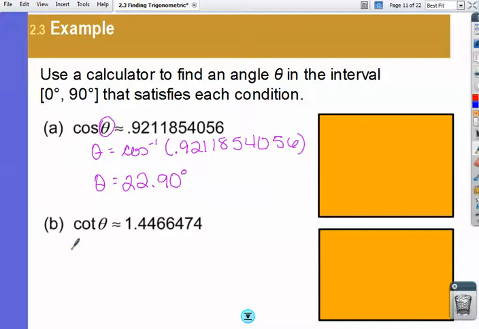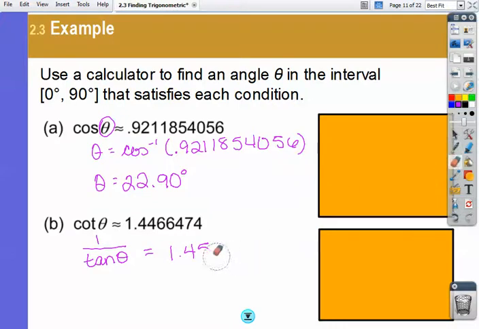Part B. This is probably the only thing in this section that really trips people up, so we need to talk about it. We need our angle, but do we have a cotangent inverse button? No, we only have a tangent inverse. So you have to be careful. Cotangent is 1 over tangent, isn't it? Yeah, so it's going to be 1 over tangent.